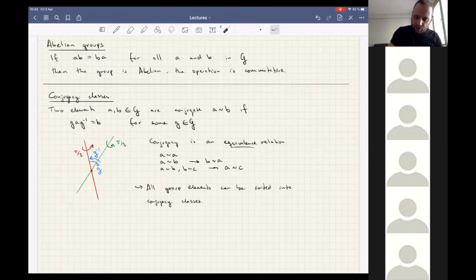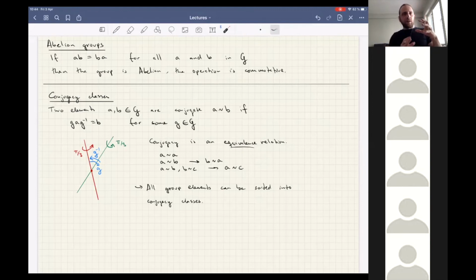Any questions about that? Because this is a rather abstract concept. Would you mind explaining the last sentence again? About conjugacy classes. Yes.